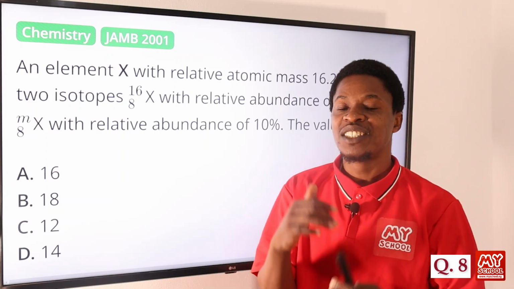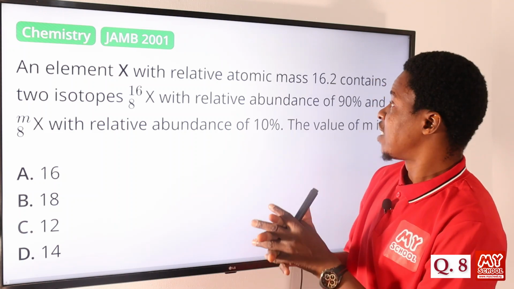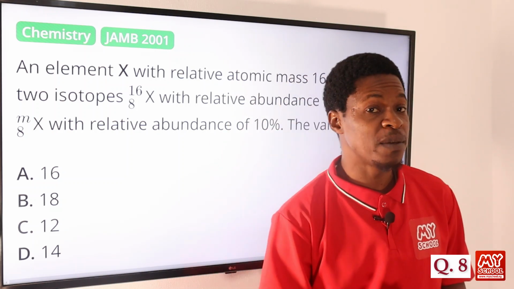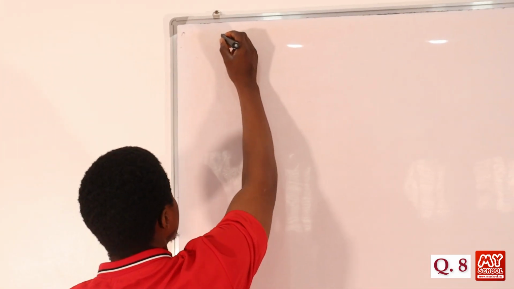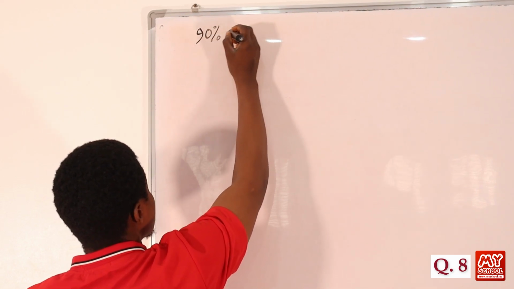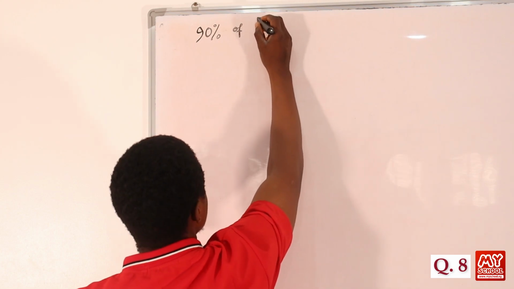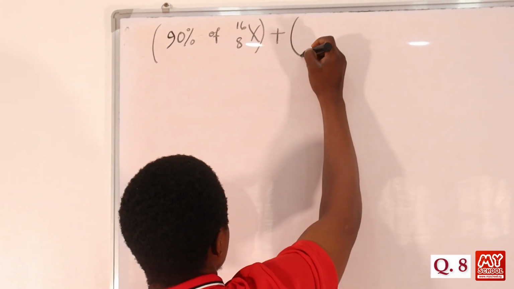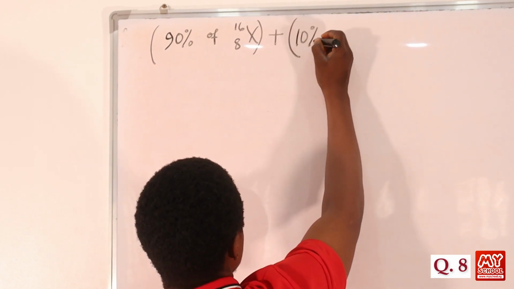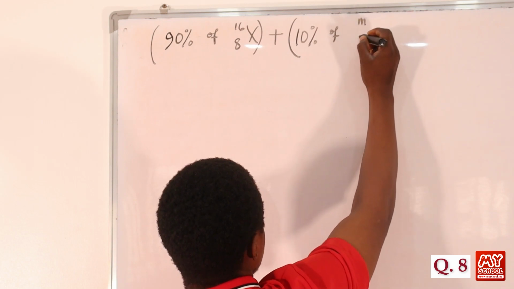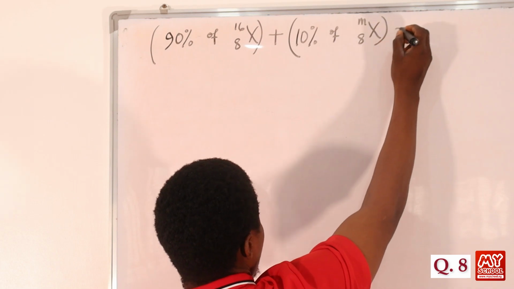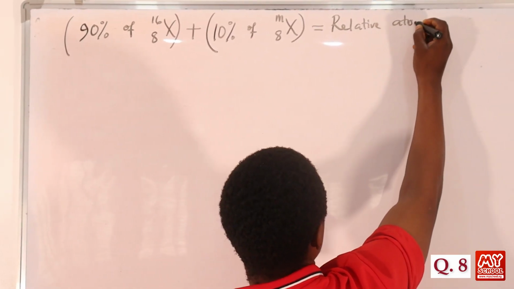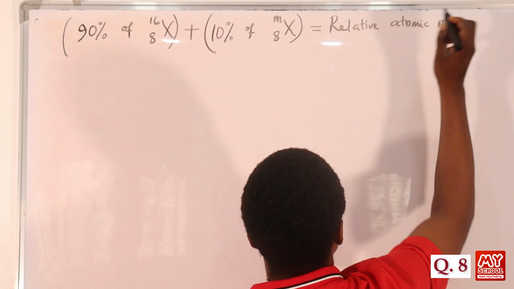So we can work our way back, just adding up the relative abundance of each of the isotopes, which should give us the relative atomic mass to be 16.2. So let's move to the board now so we can see what we have. The first one, we have 90% of the first isotope, 16, 8 for element X. We add it to the second one, 10% of mass number M and atomic number 8 for the same element X. So all should be equal to the relative atomic mass of the element.